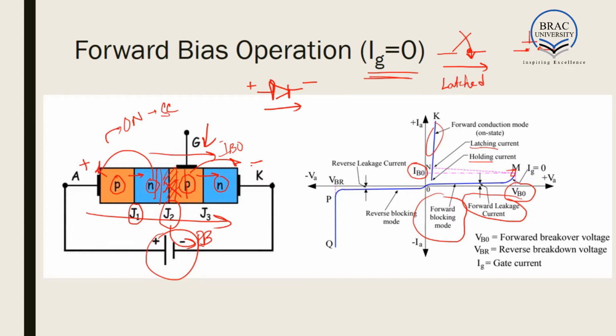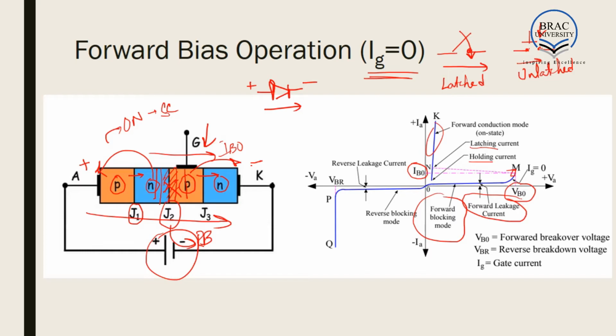And in case of a push button, what happens? As long as you keep the button pushed down, it is on. As soon as you remove your finger, this circuit is off. This is called unlatched operation. So latching current is the minimum amount of current which is required for this switch to turn on and keep on. What does this mean?